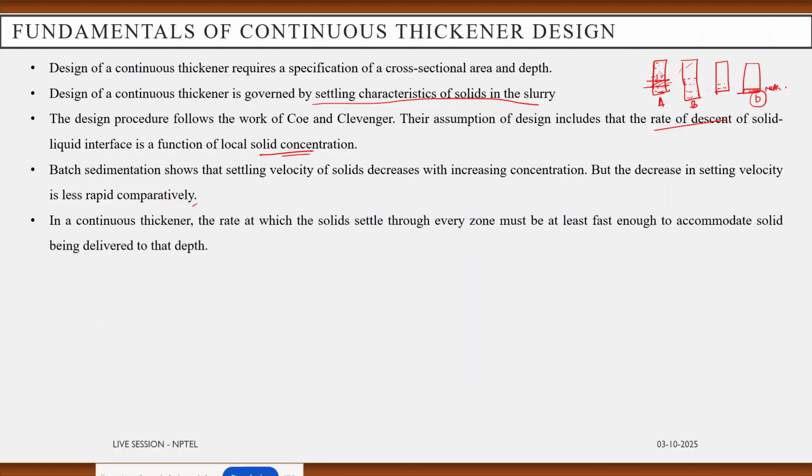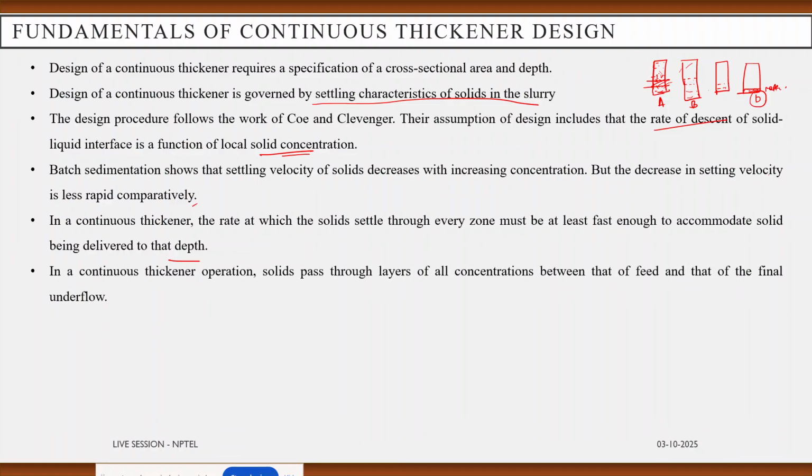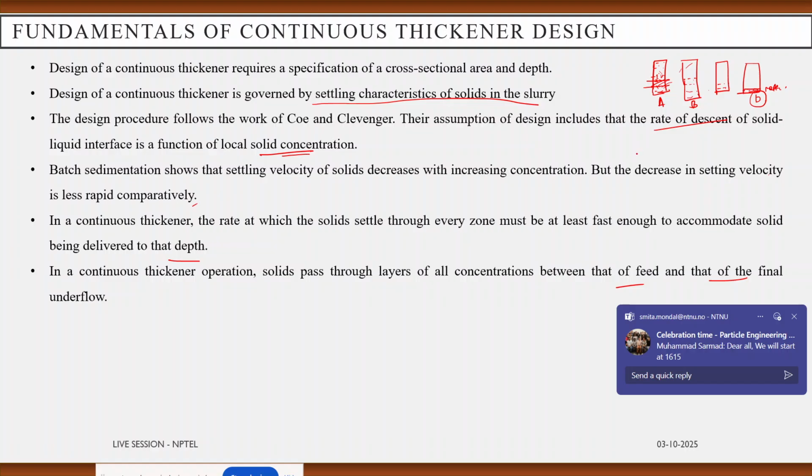So when we are talking about a continuous thickener, the rate at which solids settle through every zone must be at least fast enough to accommodate the solids being delivered to that zone or to that depth. In a continuous thickener operation, solids pass through layers of concentrations between the feed concentration and the final underflow concentration. So there are a lot of layers of concentration.